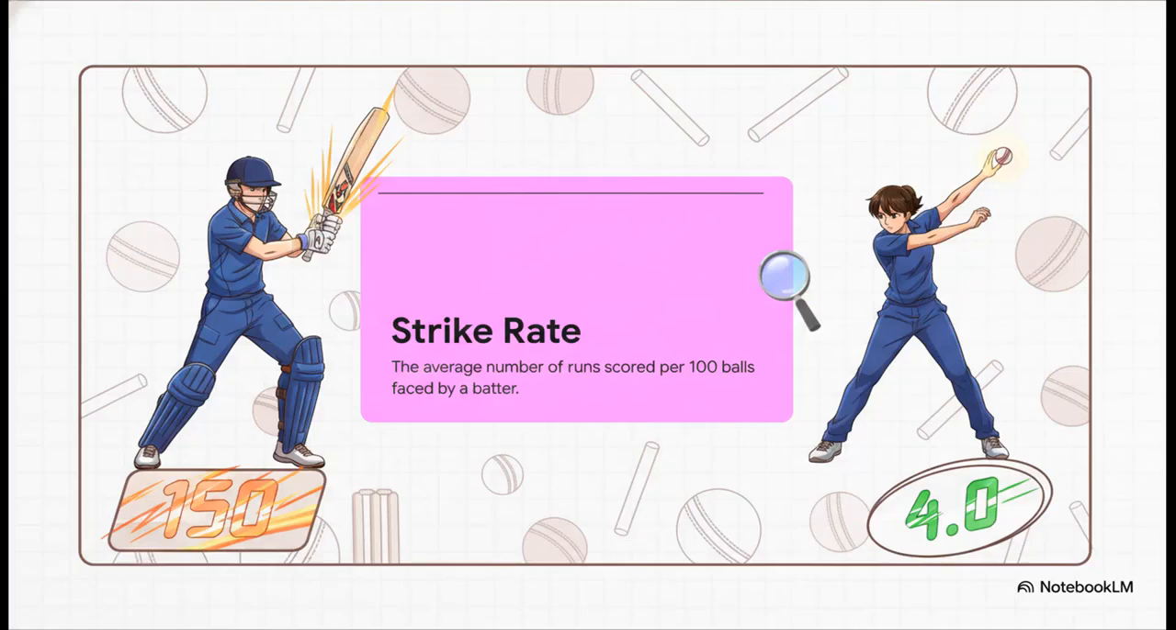Also, absolutely do not confuse a batter's strike rate with a bowler's economy rate. A batter's strike rate measures their scoring speed per 100 balls faced. So a batter with a strike rate of 150 is scoring very quickly, literally 1.5 runs for every single ball they face. A bowler's economy, as we mentioned, is runs per over. Mixing these two metrics up will completely skew your understanding of who is actually performing well.